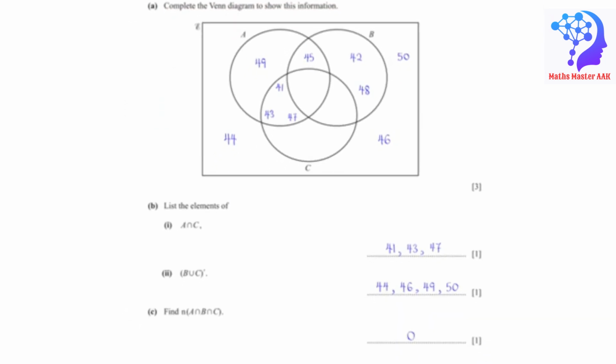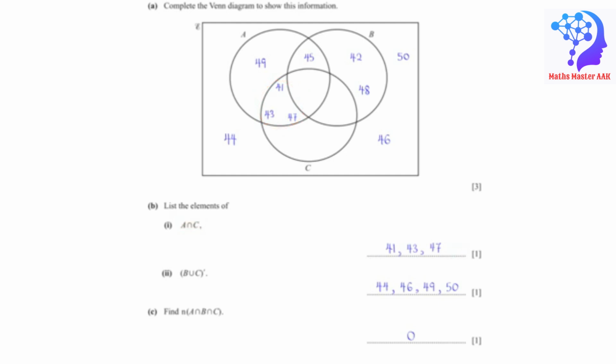List the elements of A intersection C. A intersection C are the elements that are common to set A and set C. And from the Venn diagram, these elements are 41, 43, and 47.